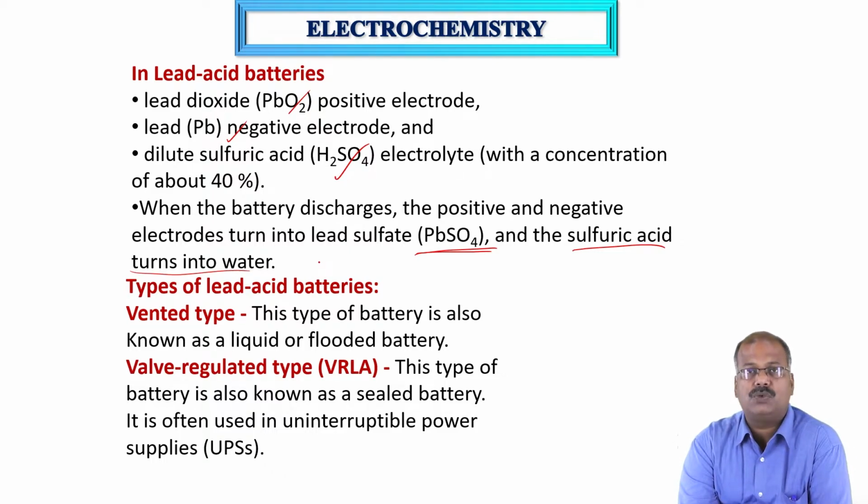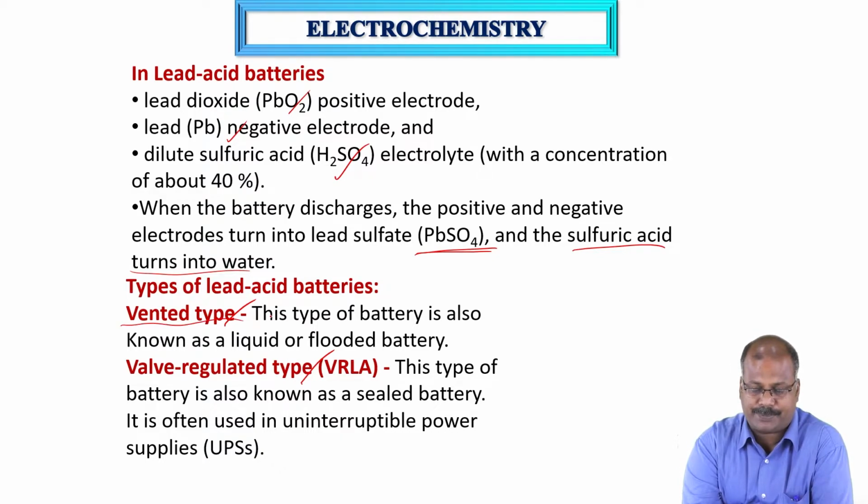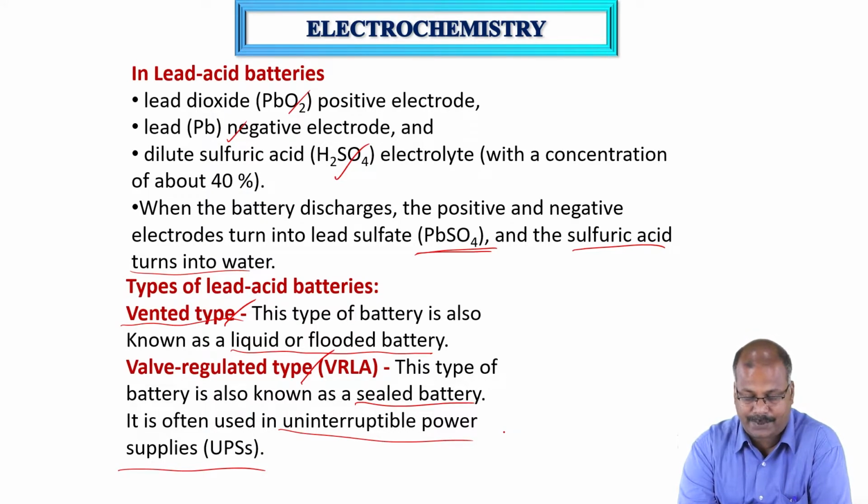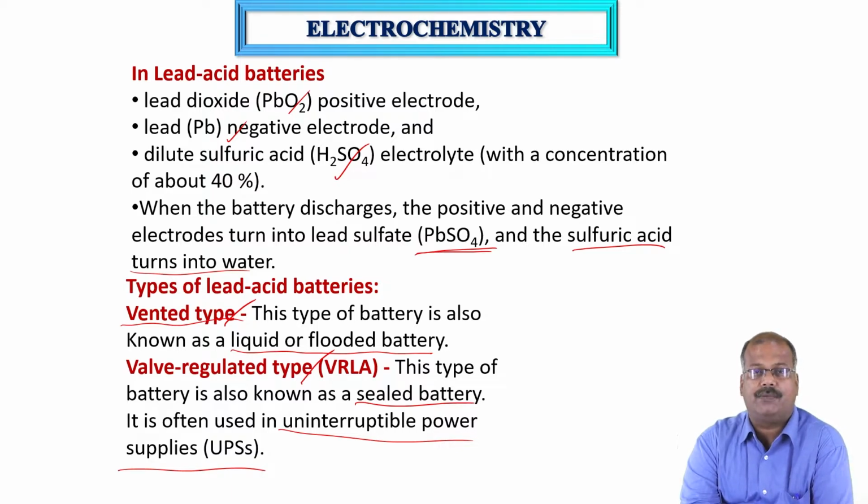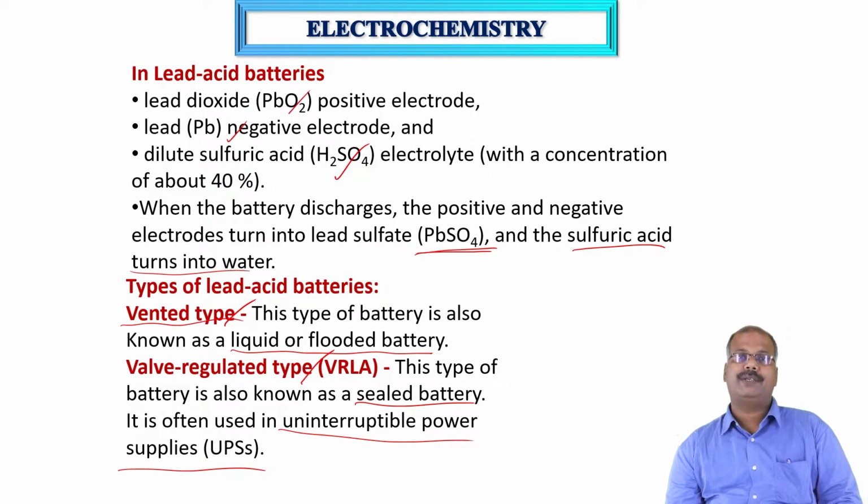Okay, so there are two different types of lead acid battery. One is the vented type. Another one is VRLA, valve regulated lead acid type. Basically, the vented type is also called a liquid or flooded battery. The valve regulated type is also called a sealed battery. It is often used in uninterruptible power supplies, UPS. This sealed battery, or VRLA, valve regulated lead acid battery, is used.